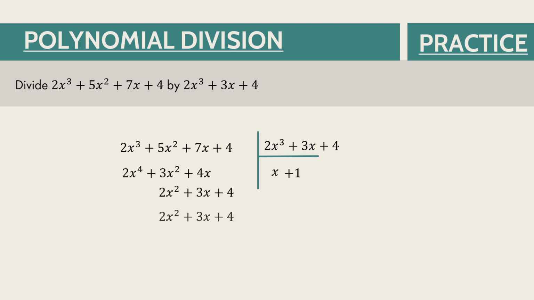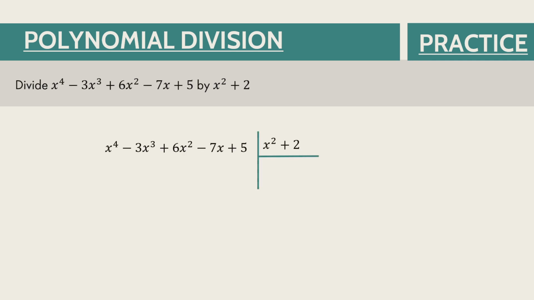x plus 1, and the remainder is 0. So we have the quotient is x plus 1 and the remainder is 0. Is it the same answer as yours? Hope so.